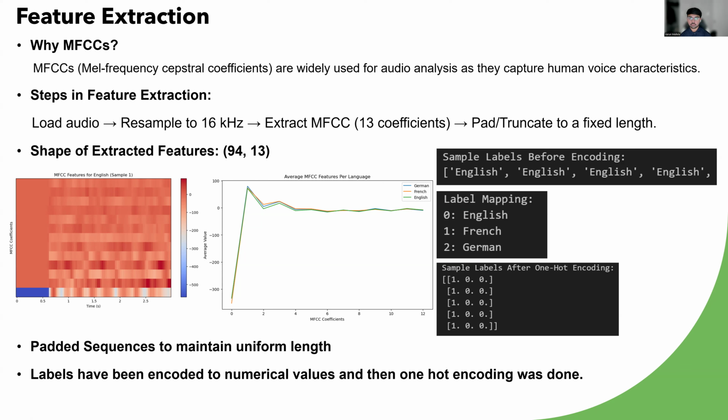Now, after extracting features, we have three labels here, which are English, German, and French. Since an RNN doesn't take in string features, I have encoded them into numerical values, which is 0 for English, 1 for French, and 2 for German. After that, for better processing in neural networks, I have encoded them into one hot encoding. So we can see a sample label here, which is in matrix form.